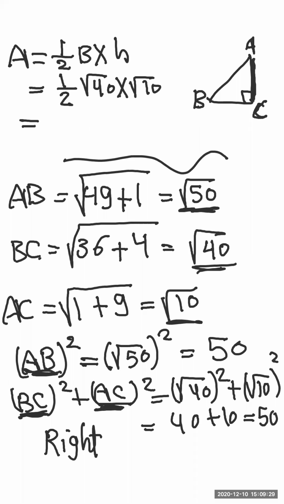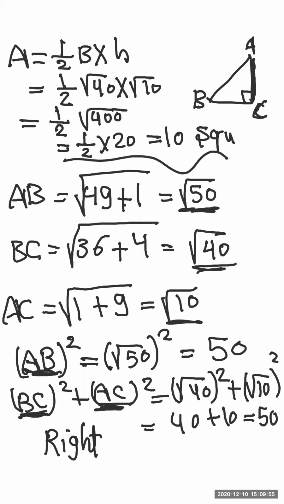Now, guys, it will equal half, then square root of 40 times square root of 10 means the square root of 400. So it will equal 1 over 2 square root of 400, guys. Actually, it will equal 20. So it will equal half times 20. So this means that the area will equal 10 square units.